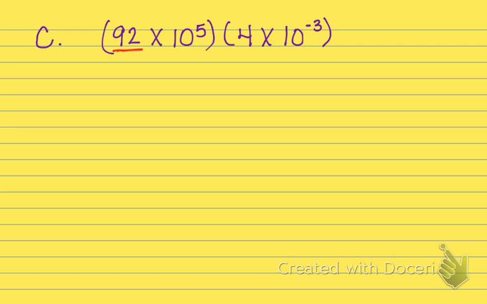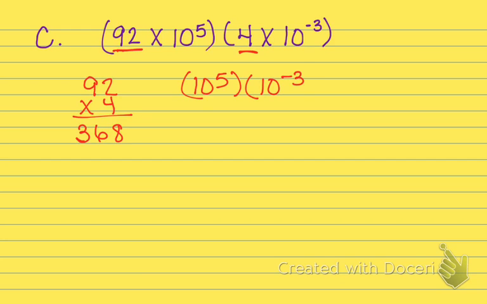So we have 92 and 4. 92 times 4. 4 times 2 is 8. 9 times 4 is 36. We have 368. And then we have like bases of 10 to the fifth power times 10 to the negative 3. We add these together, keep our base, 10, 5 plus a negative 3. So 5 plus a negative 3 gives us 10 to the 2. So we have 368 times 10 to the 2.